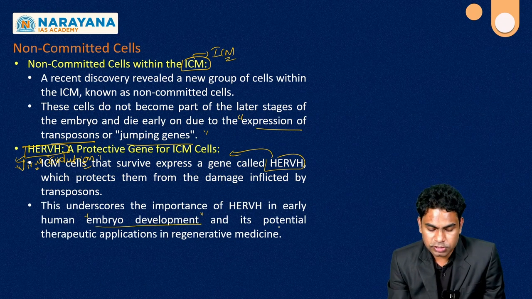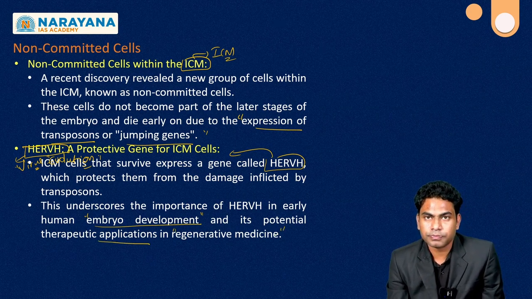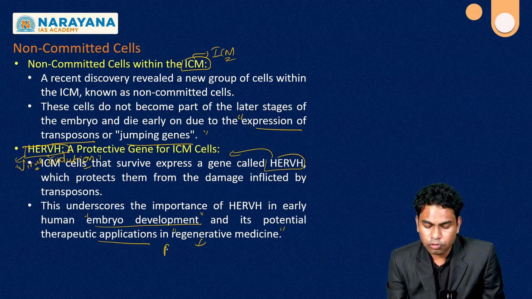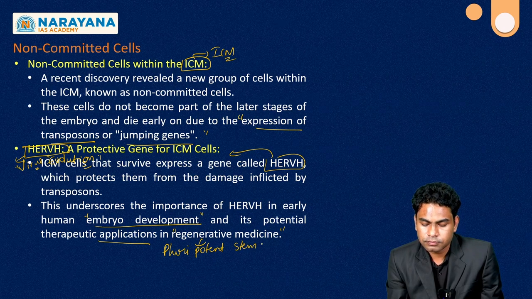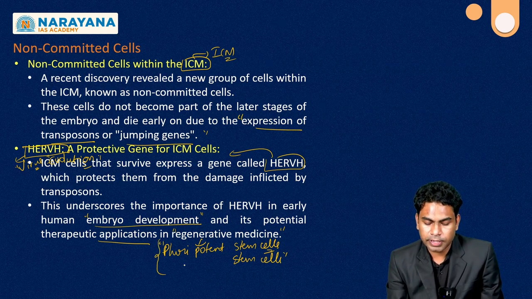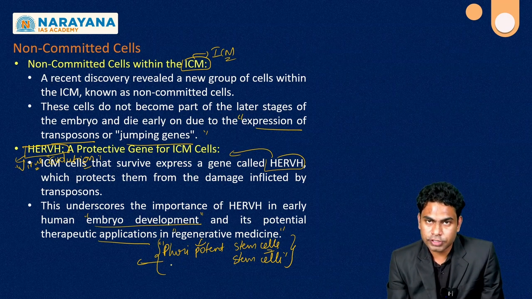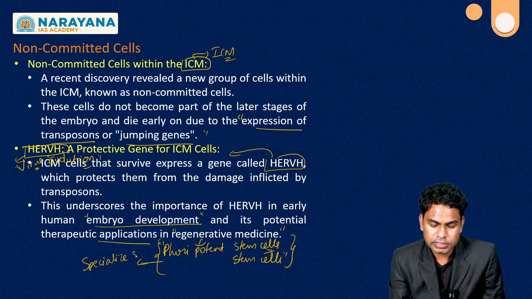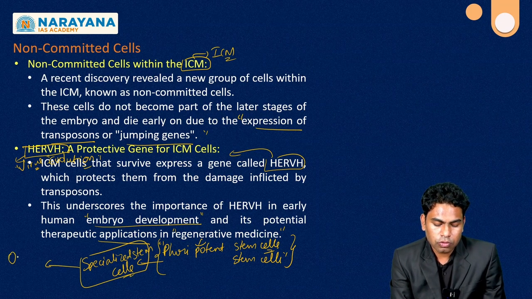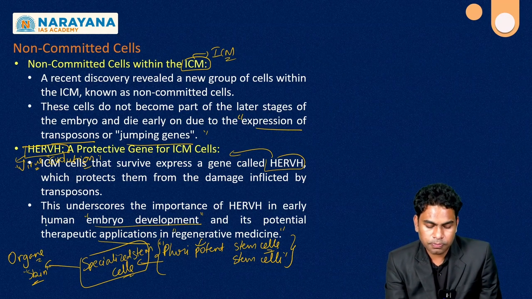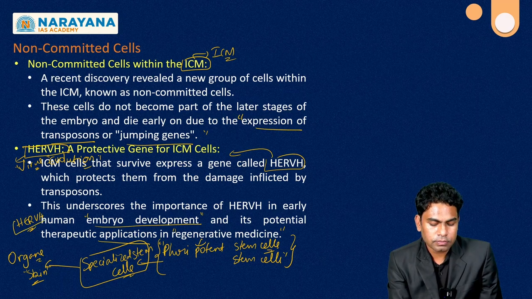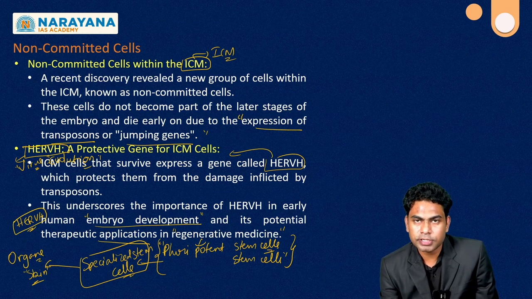This will ultimately have the potential in therapeutic applications of regenerative medicine. Regenerative medicine, in which we use pluripotent stem cells or stem cells. As you know, the application of stem cells is increasing as biotechnology is improving in its ability to utilize various technologies. Pluripotent cell has the ability to differentiate into various specialized cells, specialized stem cells, and these ultimately transform into organs. It might be skin or others. Thus, HERVH is important for us to have effective regenerative medicine technology.